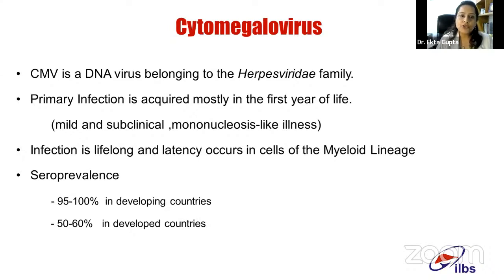Usually the exposure occurs in most of us during the first year of life, where you have suffered from a mild subclinical infectious mononucleosis-like illness, but then it gives you a lifelong latency in the cells of all the myeloid lineage. In developing nations, the IgG seroprevalence has been found to be more than 95%, compared to the Western world where it is just 50 to 60%.